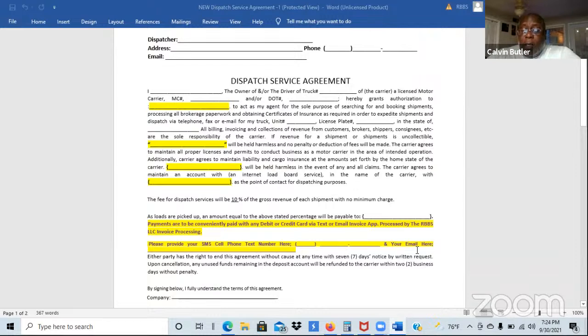And your email here. Make sure they put their email address down there, so you can send them the invoices and their rate cards and all the other stuff. They can send you BOLs and all that type of stuff, back and forth. All right.